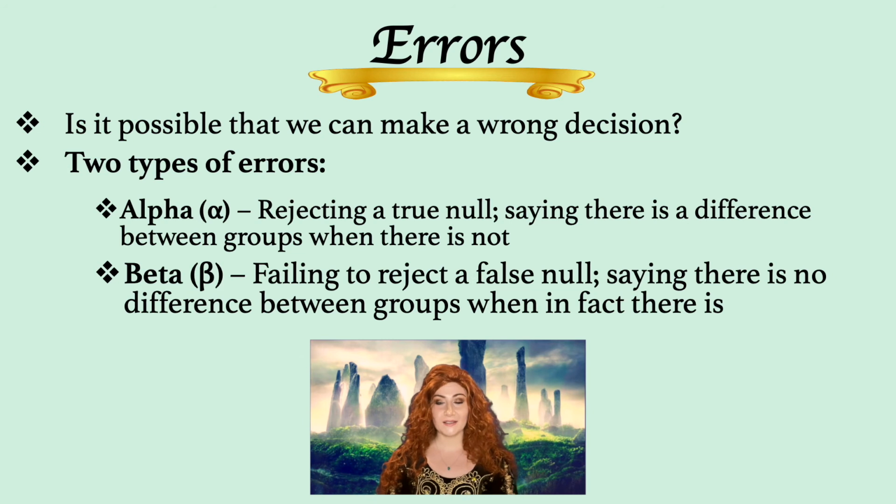On the other hand, the other type of error we can make is a beta error, and beta errors correspond with the decision of failing to reject the null. So in other words, if we fail to reject the null, that means that we have accepted it, we've retained it, when in fact we shouldn't have. So we are saying that there is no difference between the groups when in fact there was. So again, alpha error corresponds to rejecting the null, and beta error corresponds to failing to reject the null.